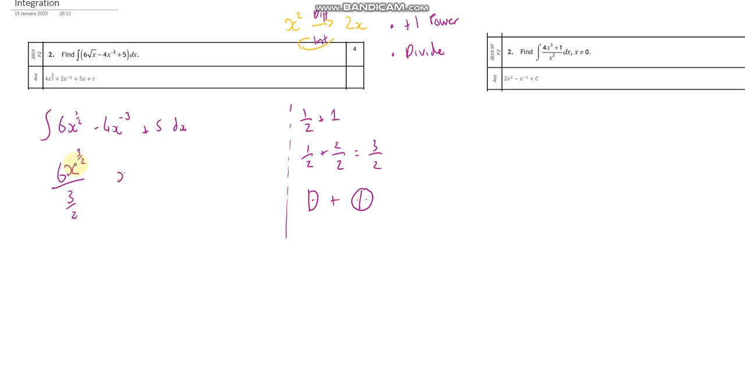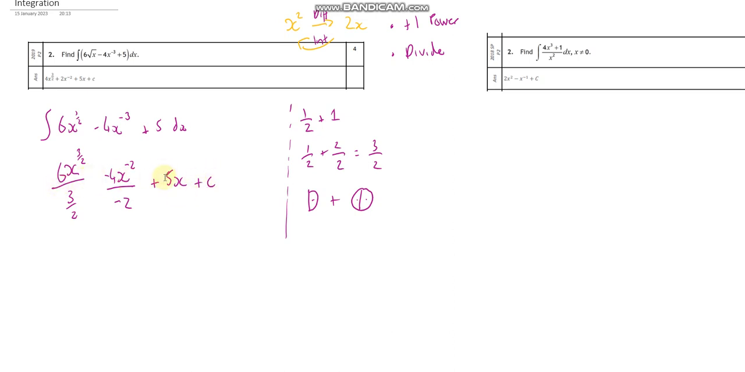Over here, I'm going to add 1 on. Now remember, that's negative 2. If you add 1, you're going up the number line. The negative 4 stays where it is, and I'm going to divide by my new power. And here 5 just becomes 5x, because if you think about it, if I differentiate 5x, I would have gotten 5. And the other thing we need to know is c, the constant, if I integrate, because if I had a number, 4 here, I differentiated, it would disappear. So we could have a number which we don't know.